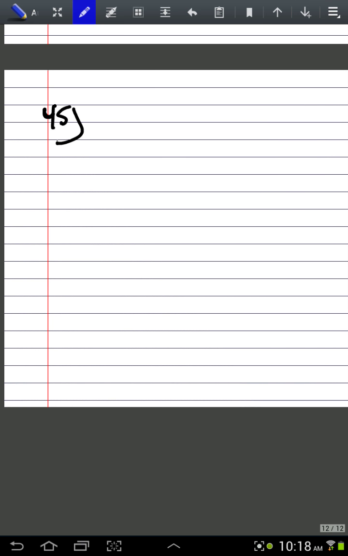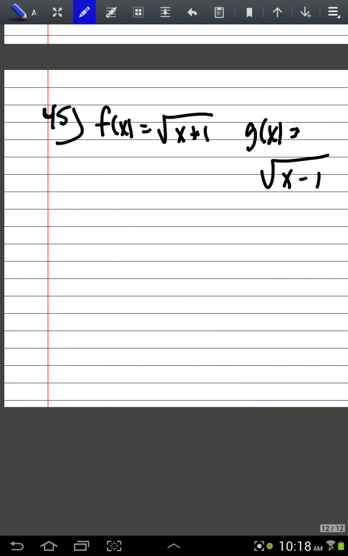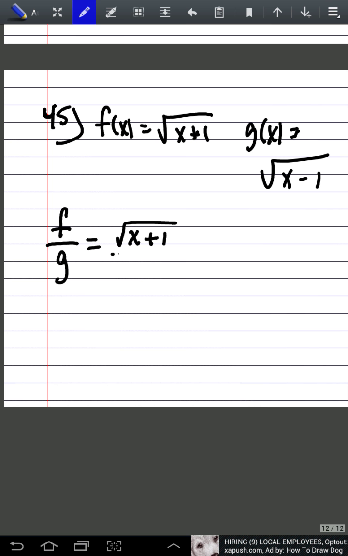45. All right, help me out. What was f? All right, and then g was. All right. Okay, now we're in division, right? So we're going to do f divided by g. Okay, now here's where we're going to run into a little bit of trouble. We got f here is square root of x plus 1. Is it plus 4? Okay. All right, and then g is the square root of x minus 1.